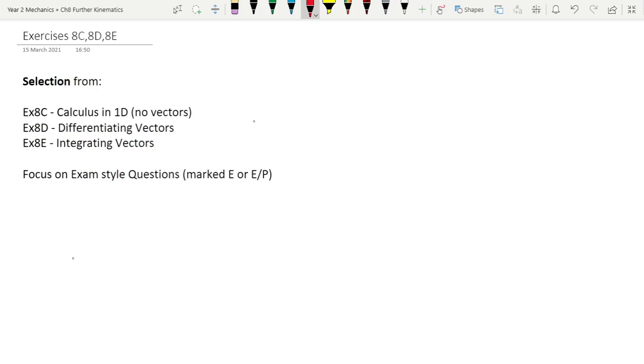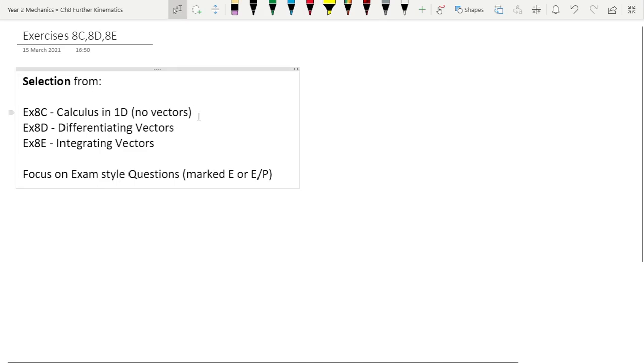Okay, so there's lots of questions you can now do. There's quite a few different exercises. The way that they are split up is that exercise 8C is just about calculus in one dimension, so there's actually no vectors involved there. So you could probably skip that one if you're happy. And then 8D and 8E about differentiating and integrating vectors, respectively. And I would probably choose to focus on the exam style questions. You might also want to do the mixed exercise 8 instead of any of these. If you're quite confident, you don't need to separate differentiating or integrating. You could have a look at mixed exercise 8, where it's obviously a mixture of the two.